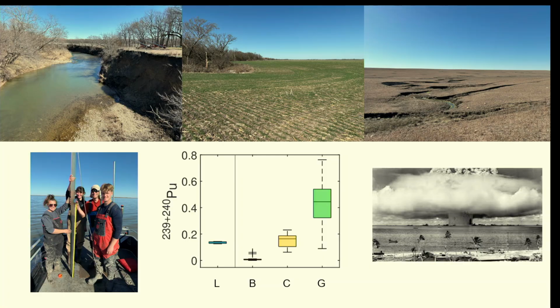Here's an example for plutonium as to how this works. We've got our stream bank sources, our cropland sources in the middle, and our grassland sources on the right. In the 1960s, bomb testing, and I don't know that I would want to get close enough to take a picture like that, actually created global atmospheric fallout all across the Earth of radioactive isotopes like plutonium. That falls upon the landscape. Where you have a stable land surface, like grassland, for example, the plutonium activity is relatively high, as indicated there in the green box.